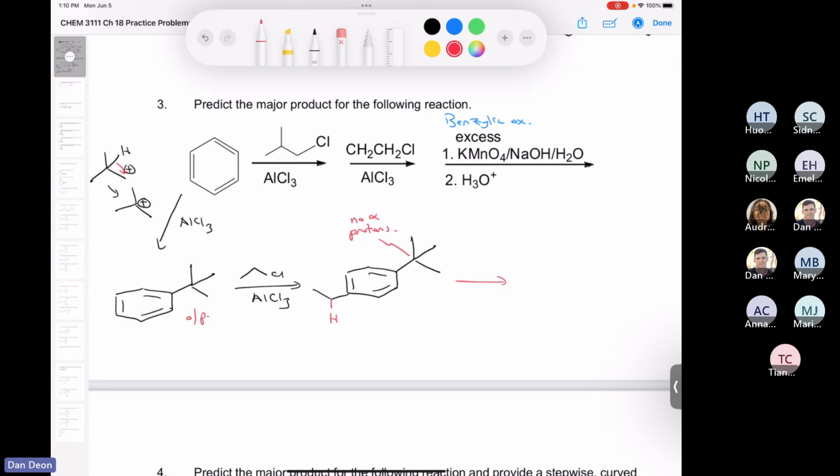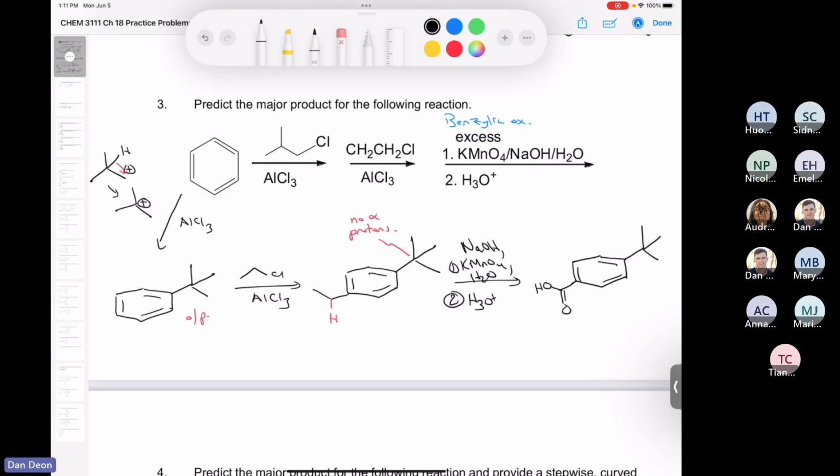And so after steps 1 and 2, so 1 is KMnO4, sodium hydroxide, water. And then in the second step, we treat that with aqueous acid. What we would end up with then is, where we have the alpha proton, a carboxylic acid. And then over here, we would have the tert-butyl group. There we go. All right, so a lot of Friedel-Crafts on the first page.